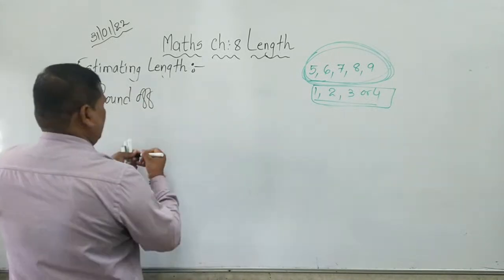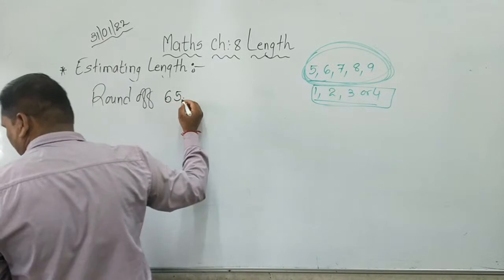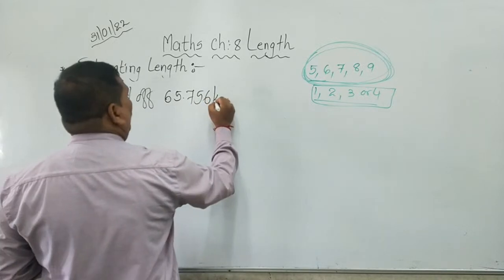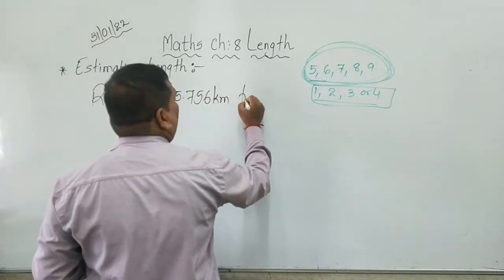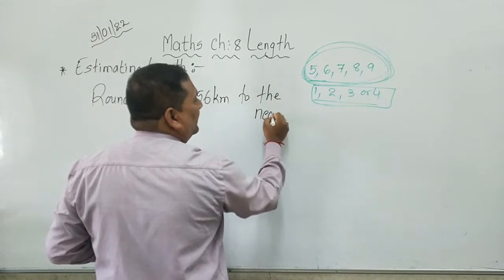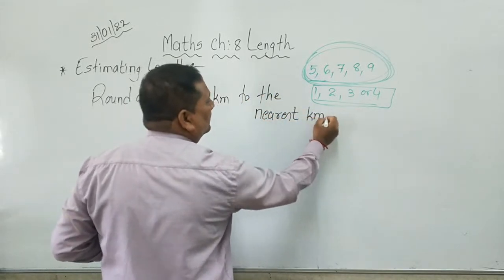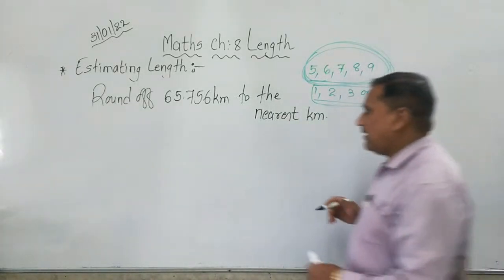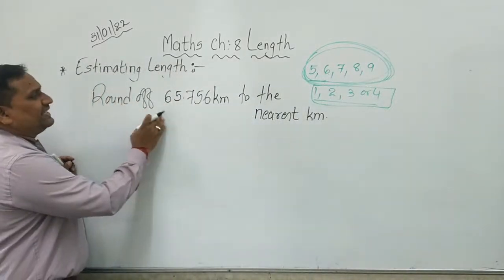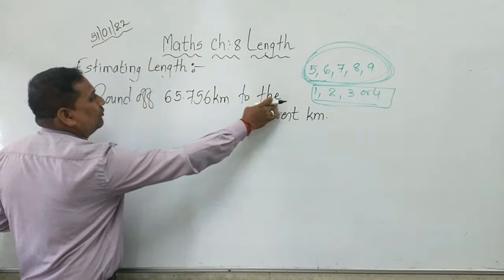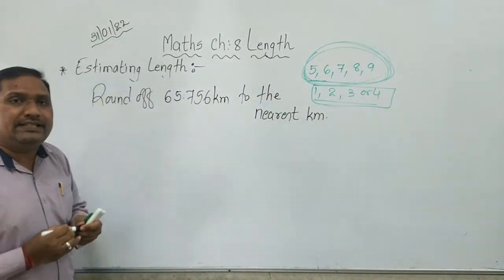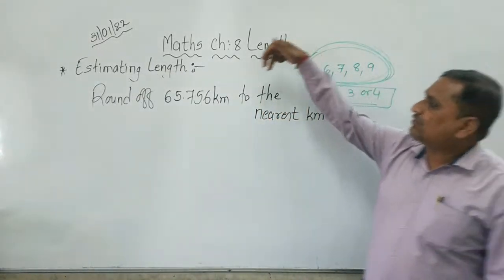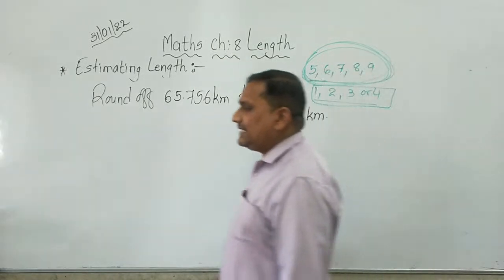Round off 65.756 kilometer to the nearest kilometer. To the nearest kilometer. Where we have to round off? We have to round off in kilometer, and that's why after decimal 3 digits are given.